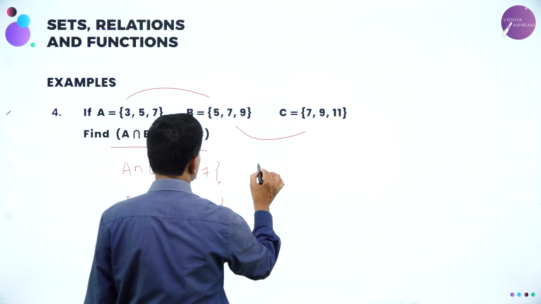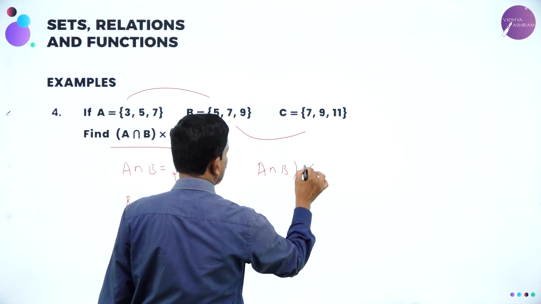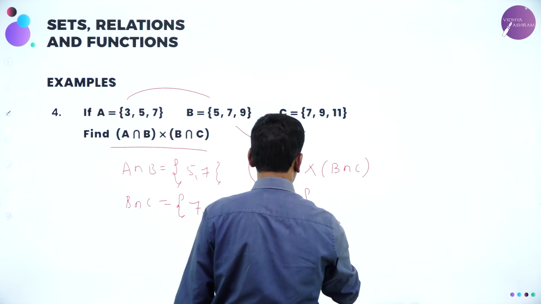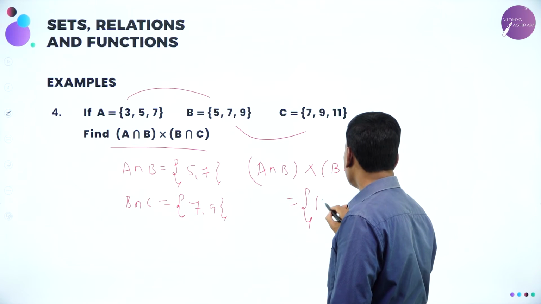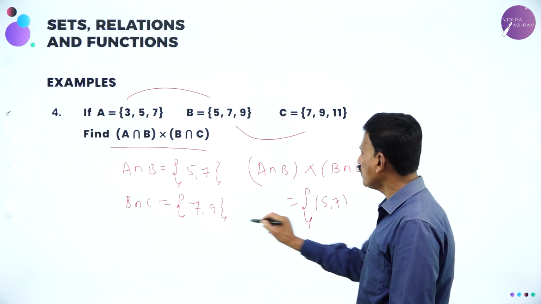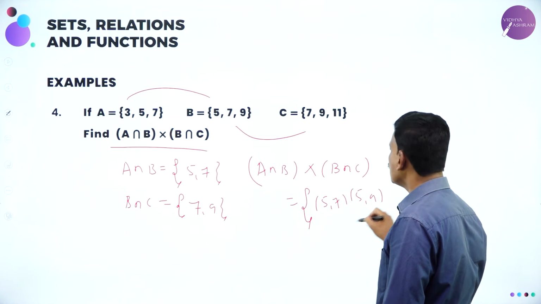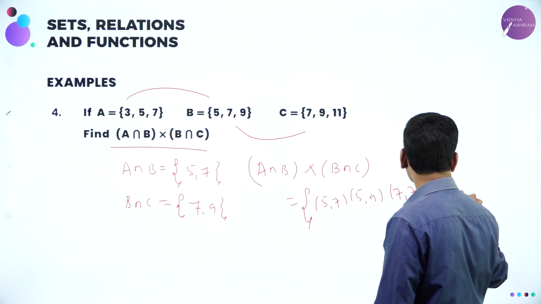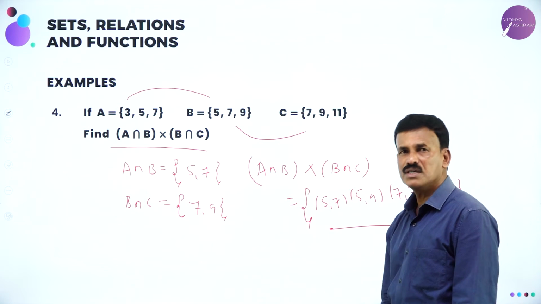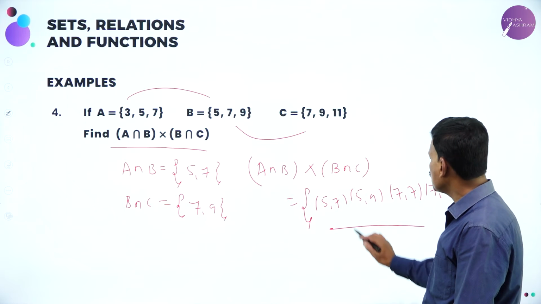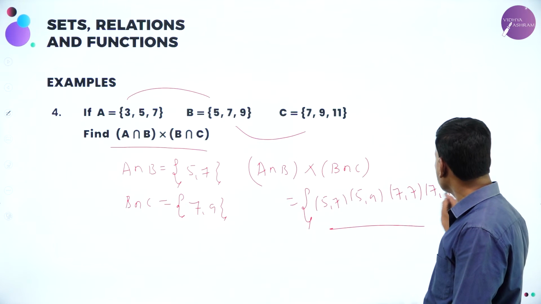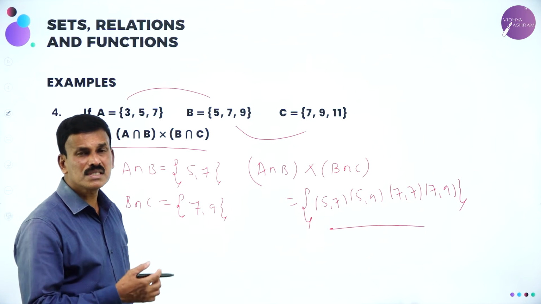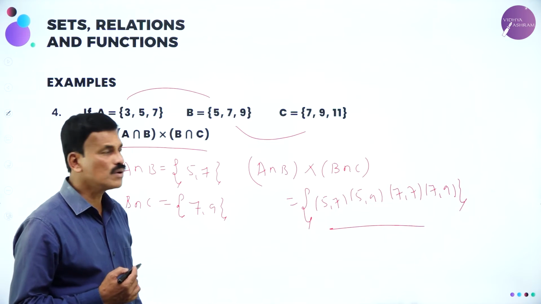Now the cross product of these two, A intersection B cross B intersection C. This is equal to the cross product: 5 comma 7, 5 comma 9, then 7 comma 7 and 7 comma 9. So these are the elements of A intersection B cross B intersection C. Hope you followed. Very simple. Just see the problem and simplify. That's it. Now let us come to the next problem.